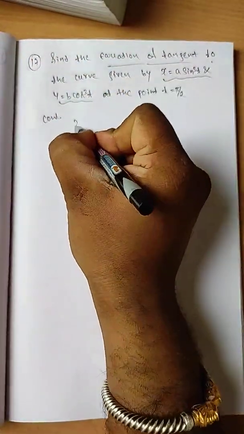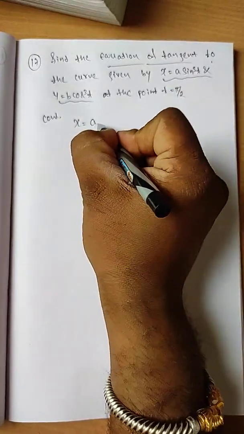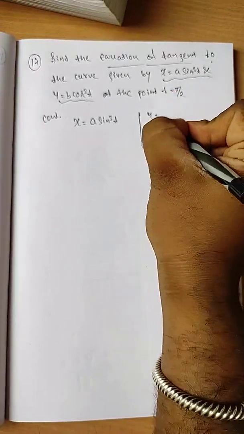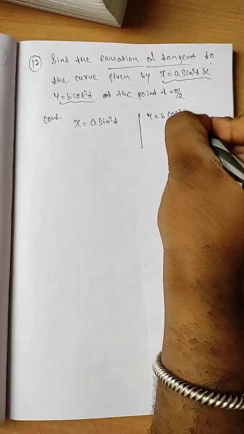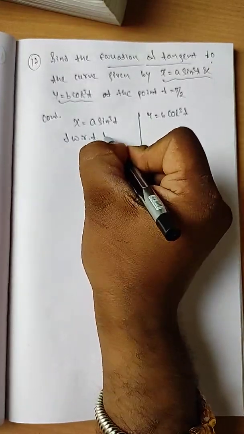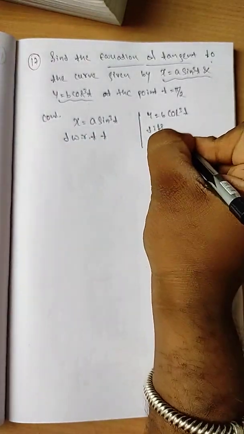Consider x is equal to a sin cube t, y is equal to b cos cube t. You want to differentiate with respect to t separately. Differentiate with respect to t.